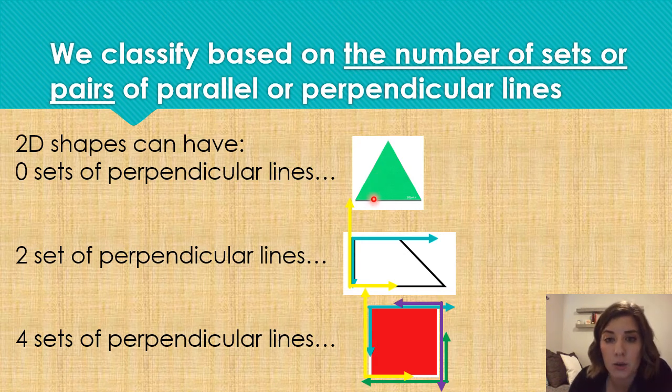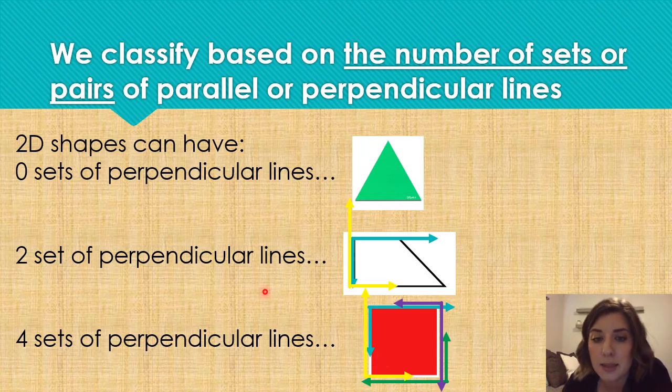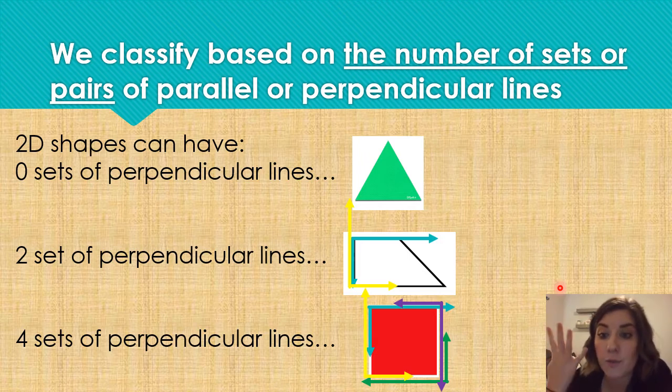So this triangle has 3 acute angles. None of these lines create a 90-degree angle, so it has 0 sets of perpendicular lines. This trapezoid, I can see it has 2 right angles, and the top line and the side line that I've traced in blue, those 2 lines are a set of perpendicular lines. And then the side and the bottom in yellow are another set of perpendicular lines. So that's 2 sets. And then our square here has 4 right angles. And 4 right angles means 4 sets of perpendicular lines.